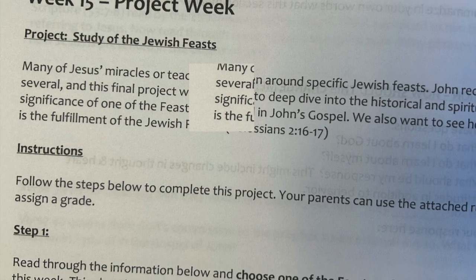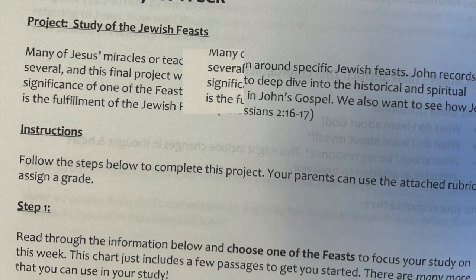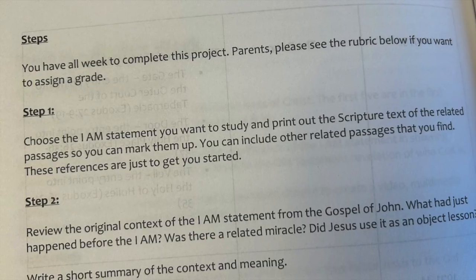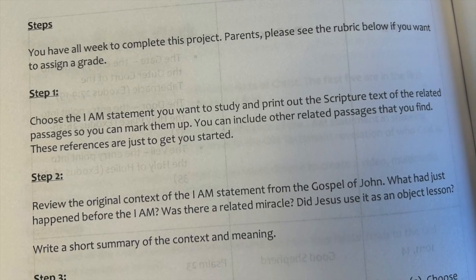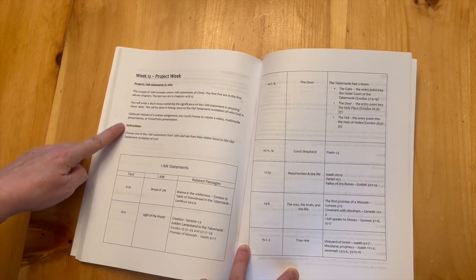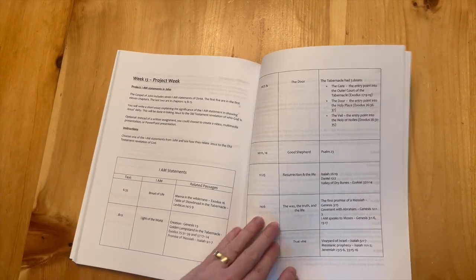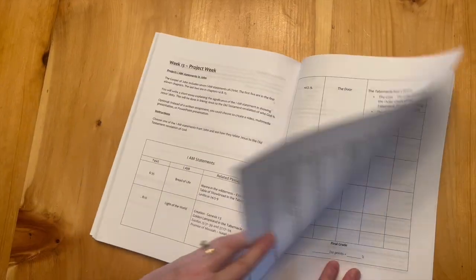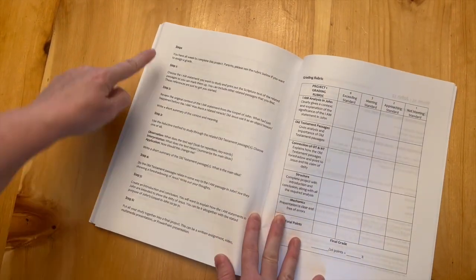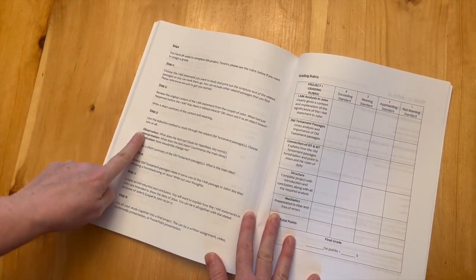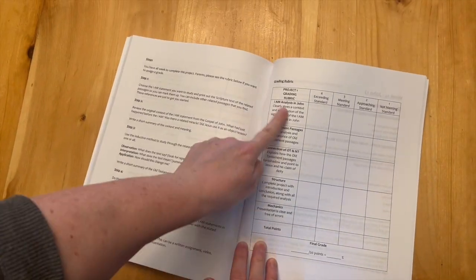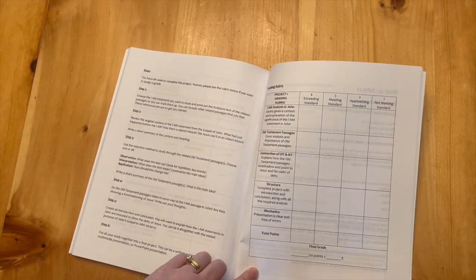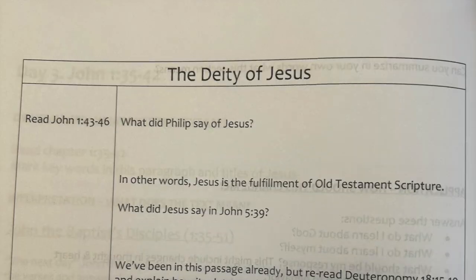Of course, if you don't want to include the projects, that's up to you. They can always be optional, but I give your student complete steps walking them through how to accomplish what's required. So here's a thorough overview of Week 13, the project week. We look at the I am statements that we've studied in the book of John, and then they walk through some of those, with complete steps. There's your grading rubric, and that's how you find a percentage grade.